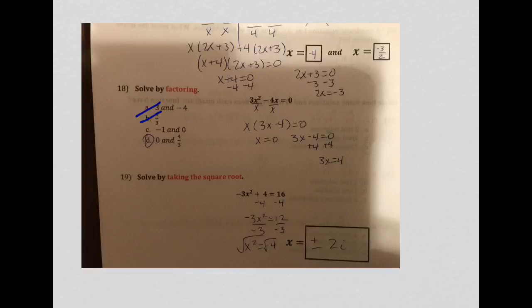19 starts the solve by taking the square root, which in my opinion may be the hardest part. So your step 1 on these is to isolate your x squared. So I subtracted 4 divided by negative 3. Then step 2 is to do the square root. Don't forget your plus or minus.